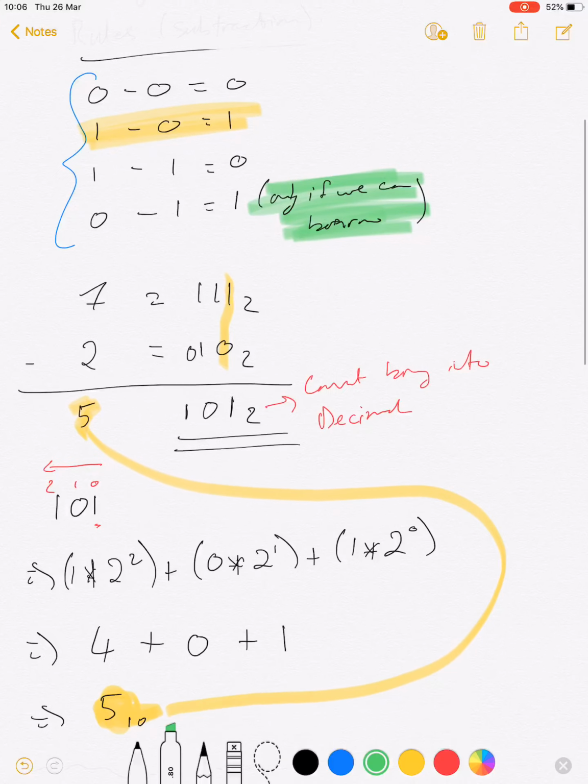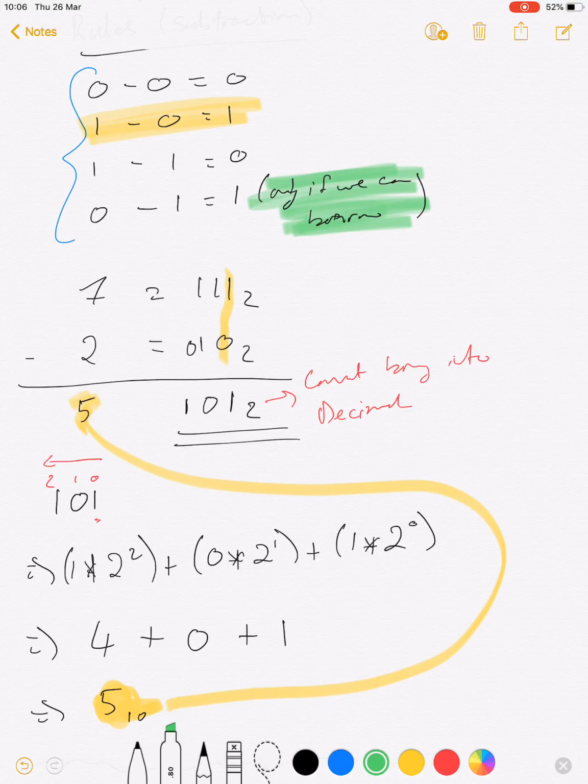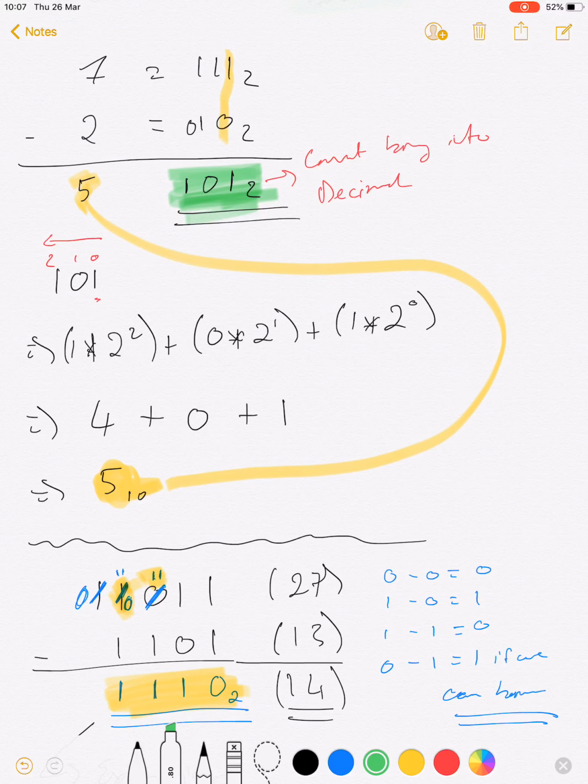So now we went down, we did some examples. We took a very simple example of 7 minus 2 is equal to 5. And then we followed these rules, and we had 7 is equal to 1, 1, 1 minus 0, 1, 0. And our answer was 1, 0, 1 base 2. We then provided the expansion to see how we convert this into a decimal number. So we took the number, we multiplied by the base raised to the power of the index, and we show that subtracting 1, 1, 1 minus 0, 1, 0 is equal to 1, 0, 1, which turns out to be 5 base 10.